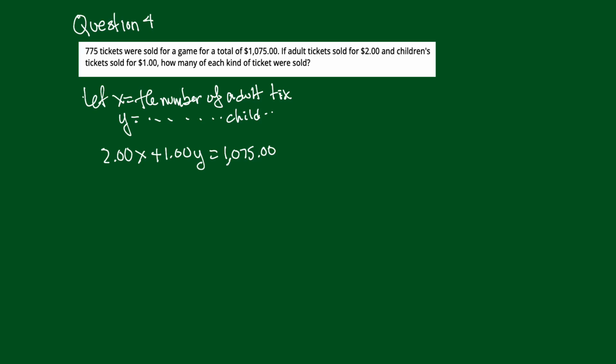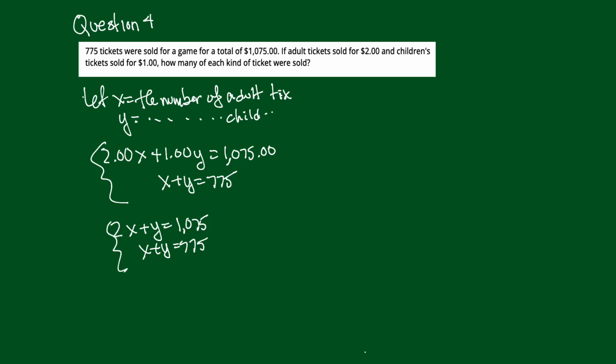Now, that's one equation. I need another equation, and that's right here at the beginning. How many tickets did we sell? 775 altogether. x is the number of adult tickets we sold. y is the number of children's tickets. So if I add those together, I'm going to get 775. There is our system. Let's make it look a little bit easier. How about this? 2x plus y equals 1075, and x plus y is equal to 775.